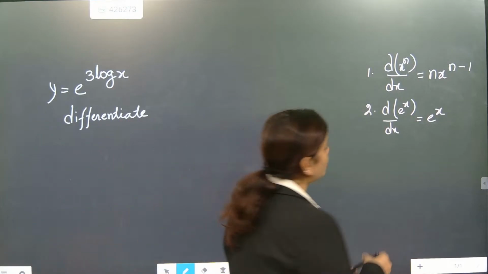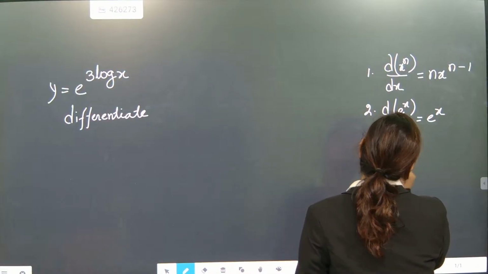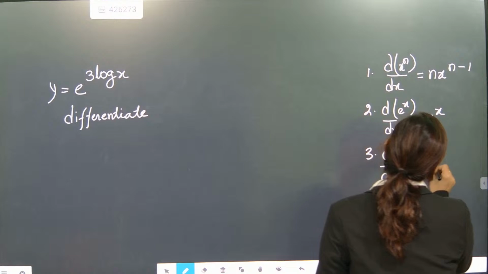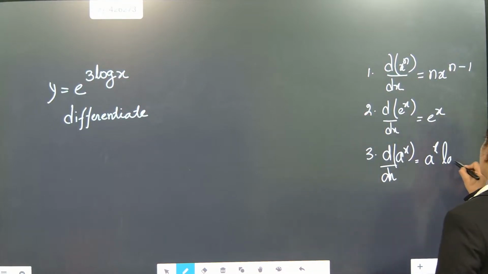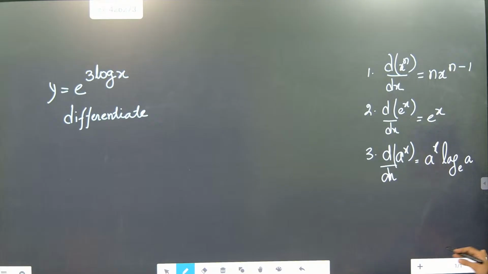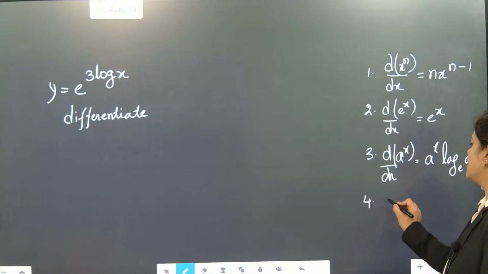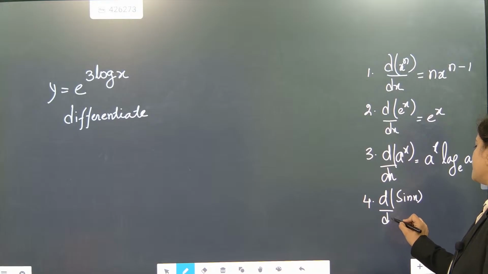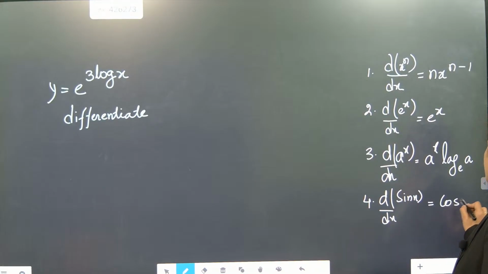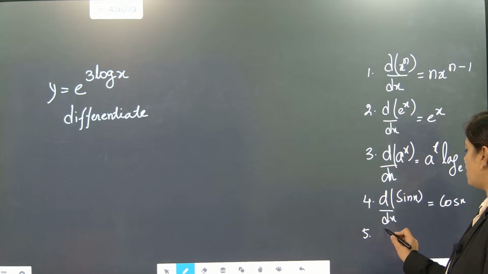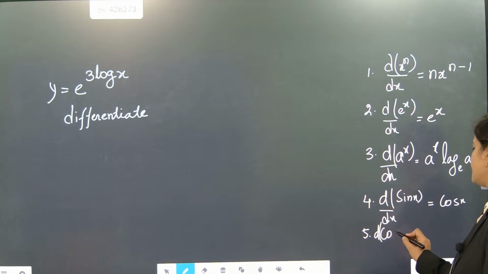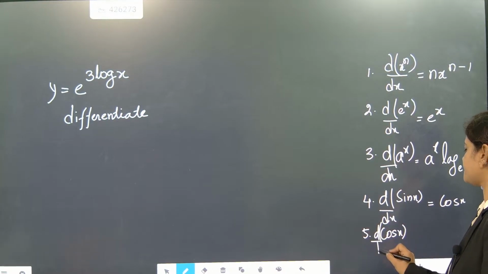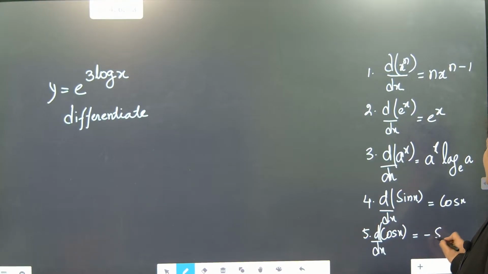But the next formula, what we have learned? Third one, differentiation of a to the power x. This we learned, it will become a to the power x log base e a. This is the third one. After that, the fourth one is differentiation of sin x, we did, and we got cos x. And differentiation of cos x we did, and we got minus sin x.